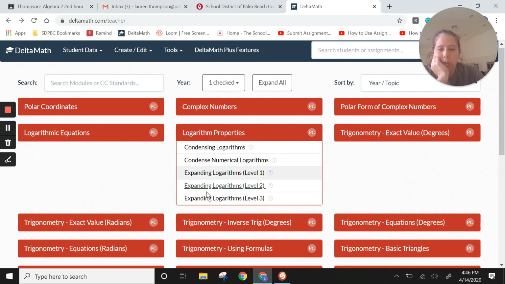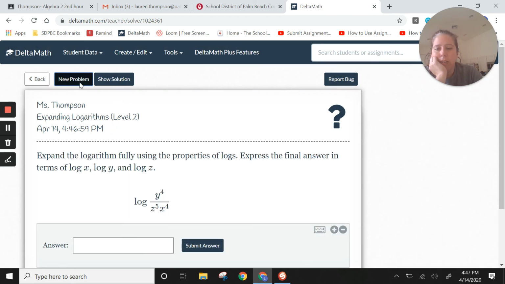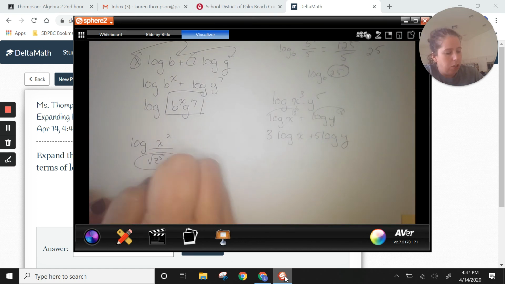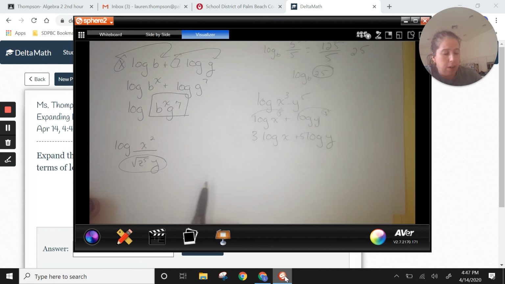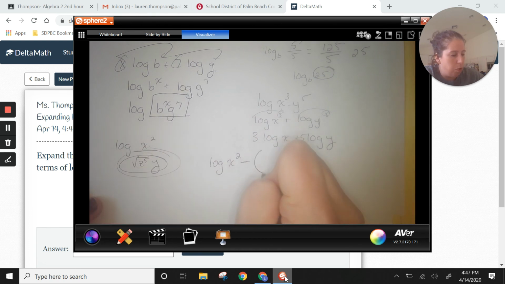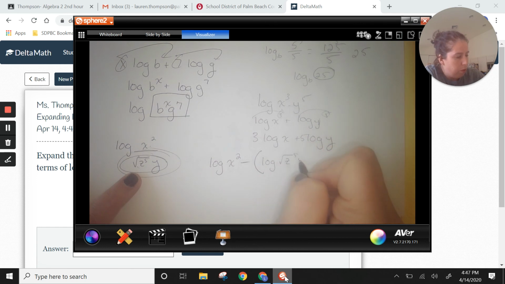Okay, let's do one of these level 2 ones. I want one that's got 2 on the bottom so you can see. There, that's what I want, because it's got everything I need. So log x squared divided by the square root of z to the 5th y. A lot going on here, guys. I got 2 terms in the bottom, so I'm going to need to use parentheses, and I got a root. So I got log x squared, minus, this has to go in parentheses, then log square root of z to the 5th y, right?